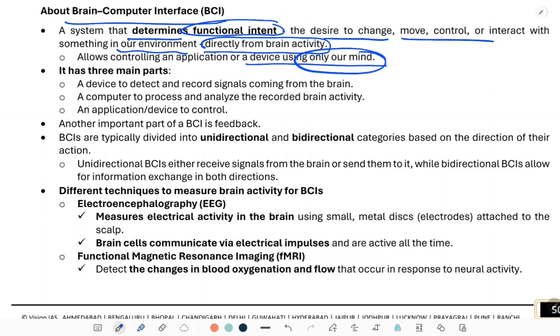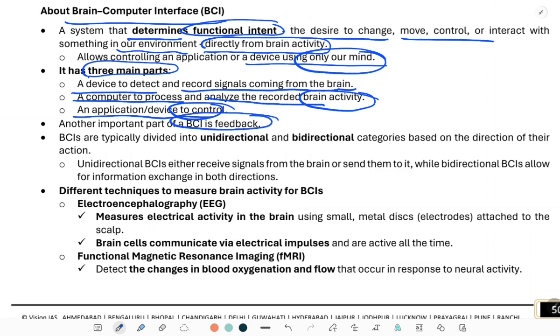Then it has three main parts. A device to detect and record signals coming from the brain. Next, a computer to process and analyze the recorded brain activity. The third one, an application or device to control. Another important part of BCI is feedback.